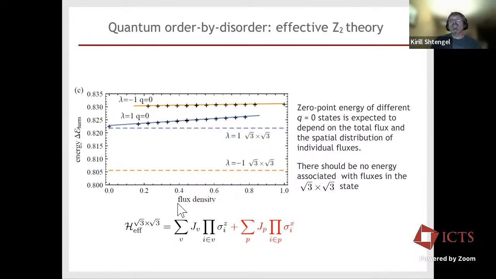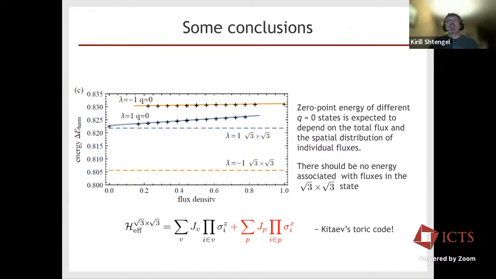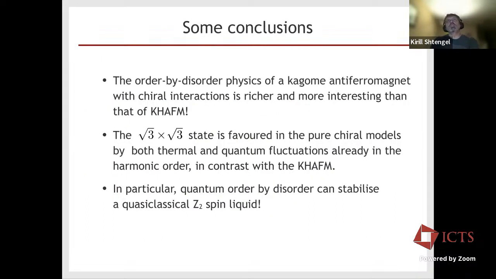And so this is really interesting. So order by disorder, quantum order by disorder in root 3 by root 3 state, we strongly suspect that not only does it stabilize the root 3 by root 3 state, but within that state, we have a full expectation that it would stabilize an emergent Z2 topological order, as in Kitaev's toric code. And with that, I should thank you for your patience and stop. So some of the conclusions you can read, and I'll just take questions.